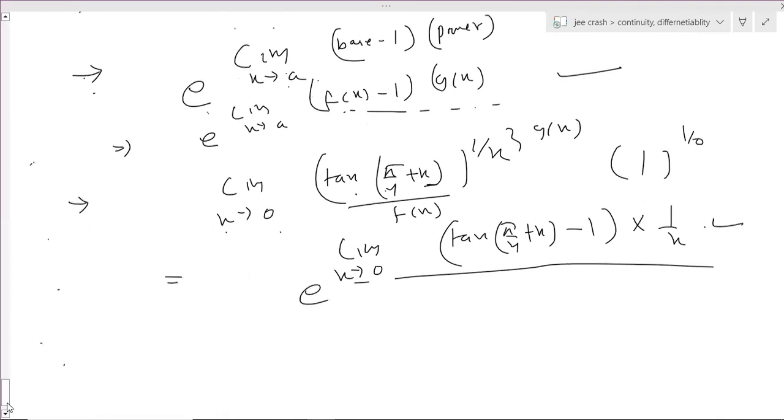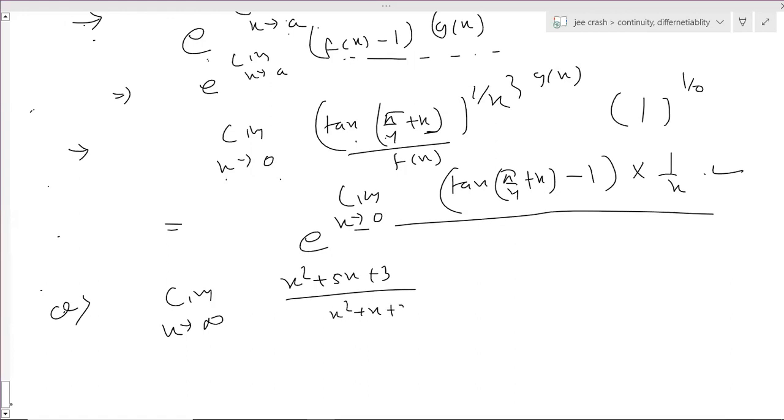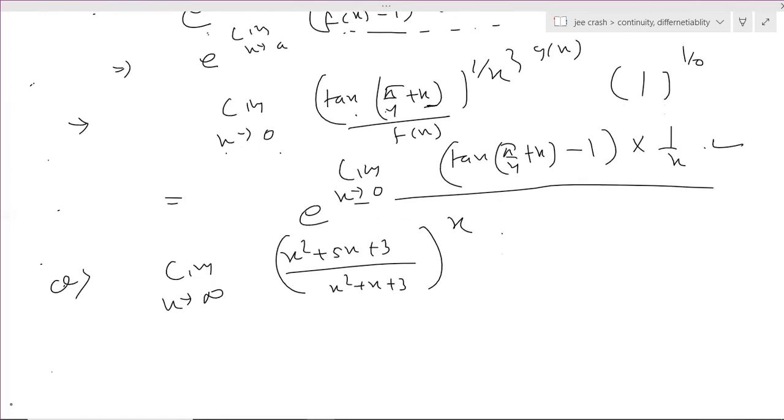So try to solve one question. Limit x tending to infinite of ((x square plus 5x plus 3) divided by (x square plus x plus 3)) to the power x. Two minutes for this.